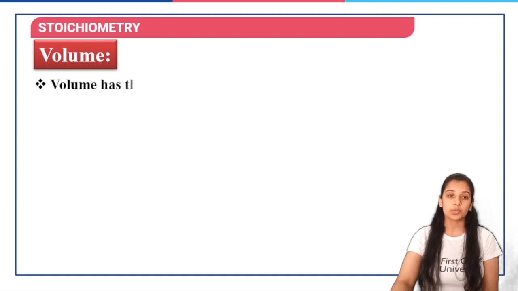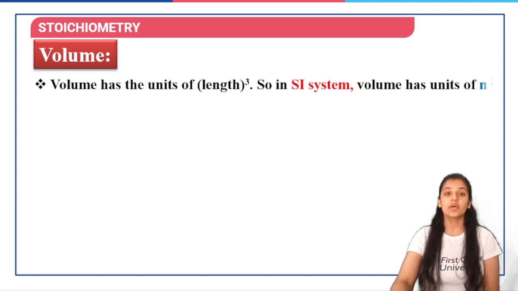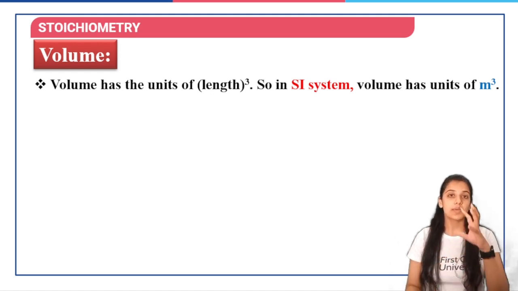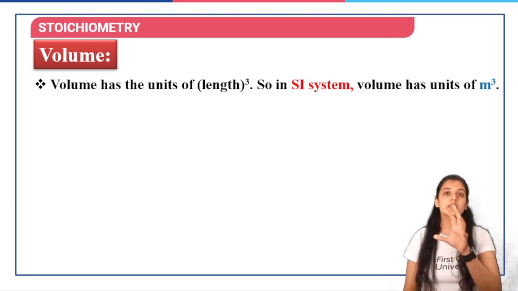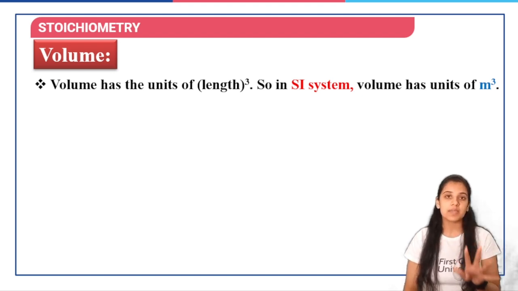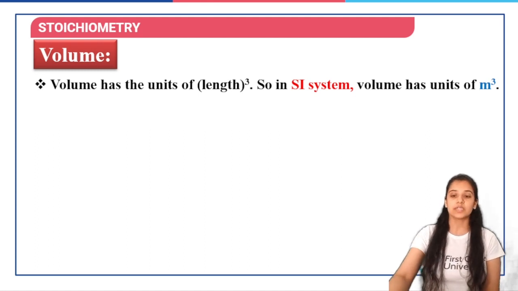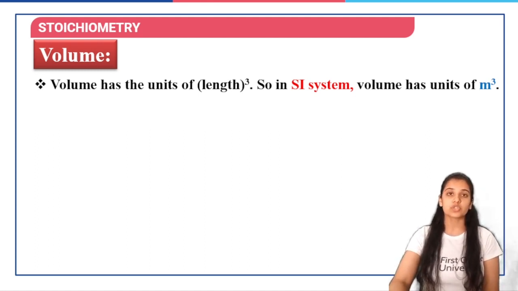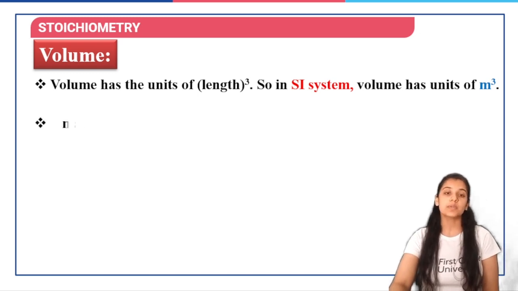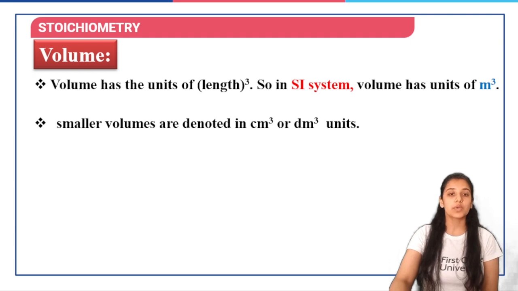Next concept is volume. Now, volume has the units of length cube, because volume of a cube is what? A cube is the one which has all three sides the same, A, B, C is equal to A. So the cube volume is going to be A cube, that is length cube. So the SI unit of volume is going to be meter cube, because the SI unit of length is meter. So length cube, so meter cube. Smaller volumes are going to be denoted in centimeter cube or decimeter cube units.